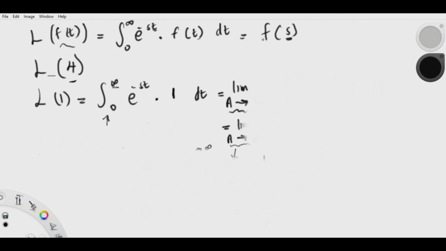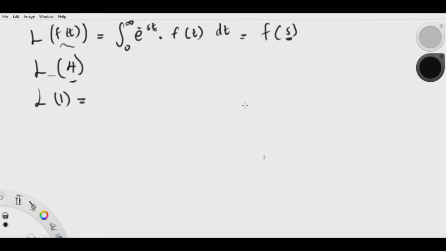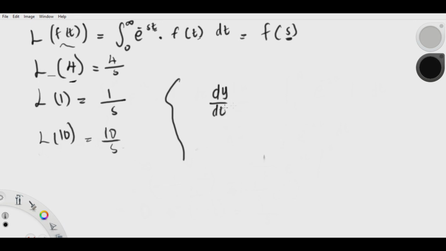So the answer for this is 1 over s. The answer for L of 4, because it's just a number, would be 4 over s. It's that simple. So L of 10 is just 10 over s, and so on and so forth. So from our equation, the question I had at the start was dy over dt plus t equals 4. We know that the 4 part, when we transform it, we get 4 over s.